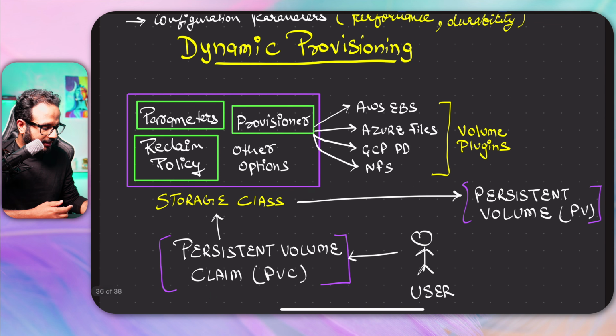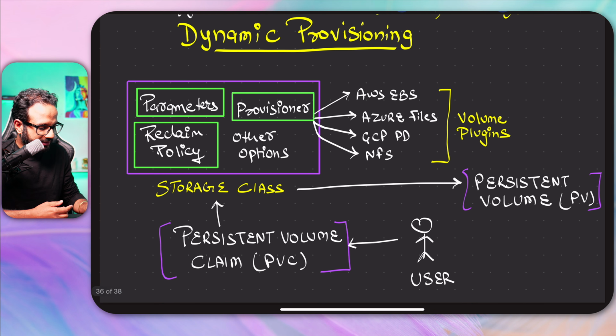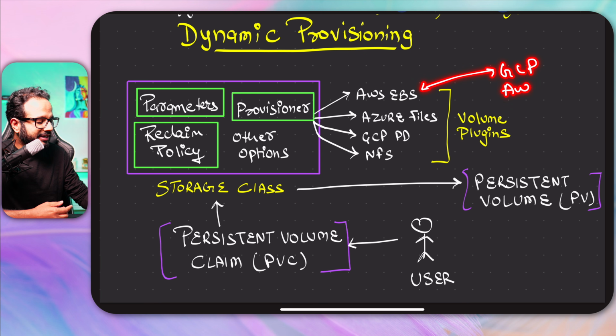Now, how it works. So this is the storage class. As I've told you, it has a provisioner, which defines how the storage will be provisioned. For example, whether it is AWS EBS, Azure Files, GCP persistent disk, NFS, Portworx, or any other. That is defined in the provisioner. And then these are the volume plugins. Plugins attach the Kubernetes cluster to the respective cloud provider, for example GCP, AWS, or Azure, and so on, right?